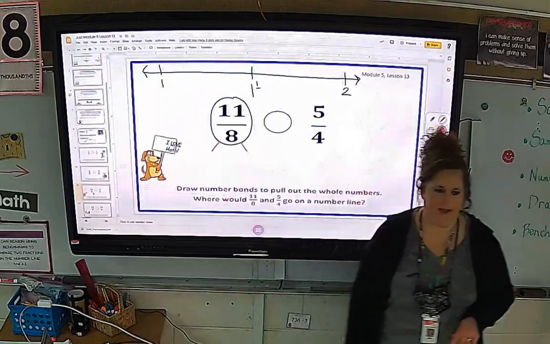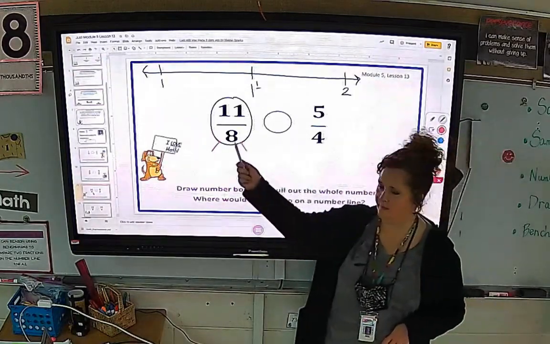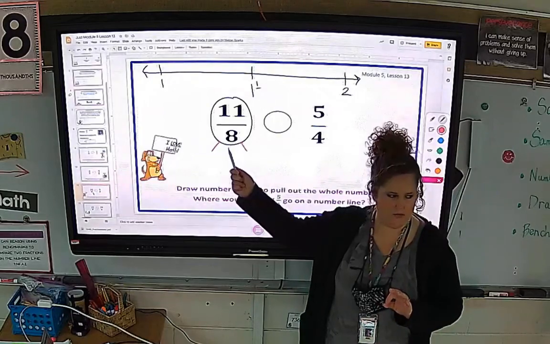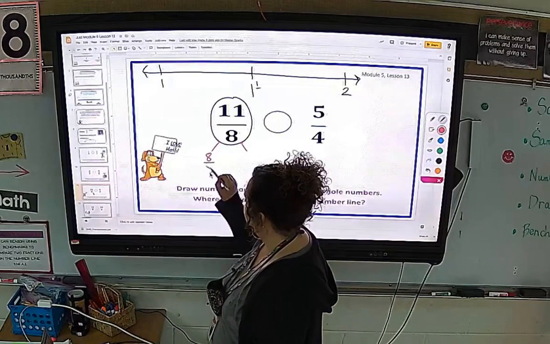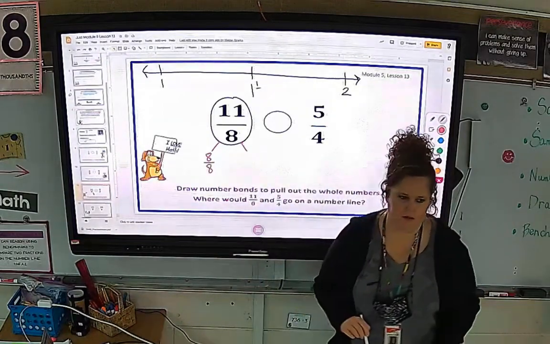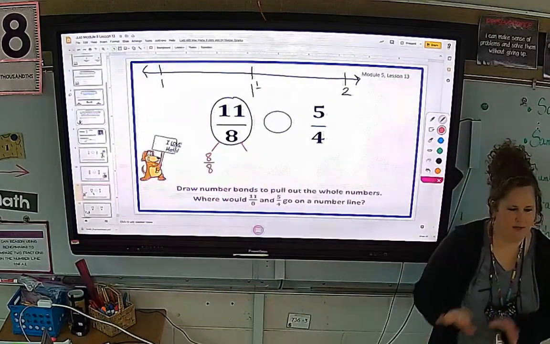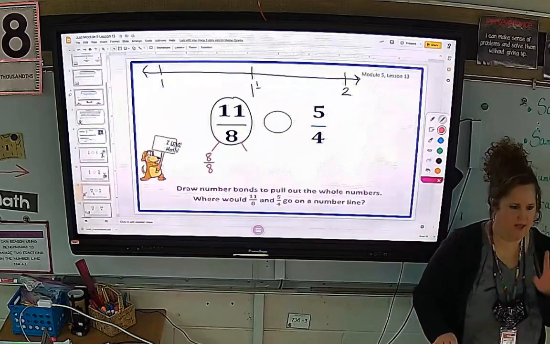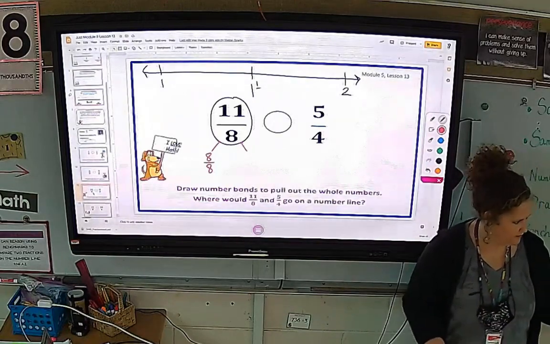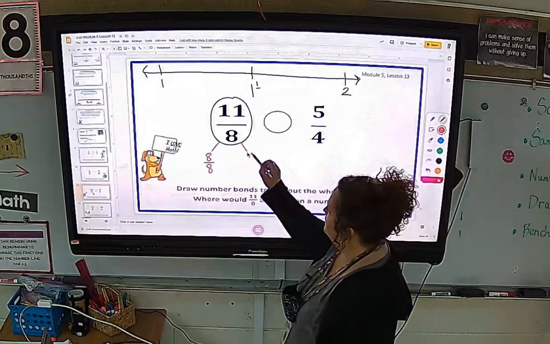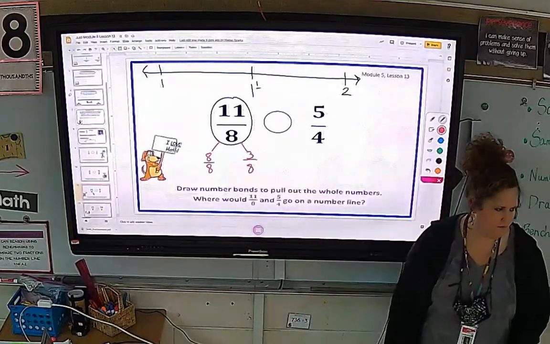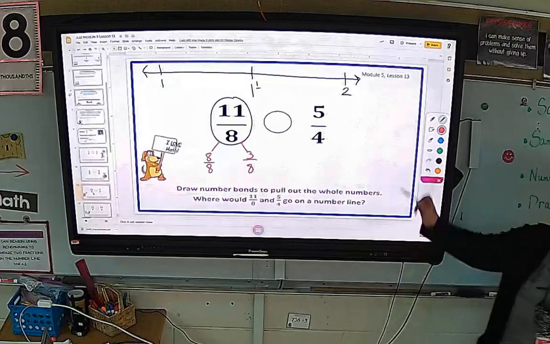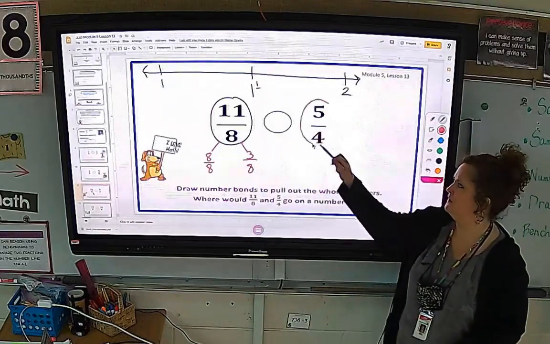We're going to pull out how many pieces here to make 1 whole? Good. 8/8. And once we pull that out, we can see how many 8s we have left. How many 8s do we have left? 3 8s. I said 3, because we know 8 and 3 is 11. Now do the same for the other fraction.